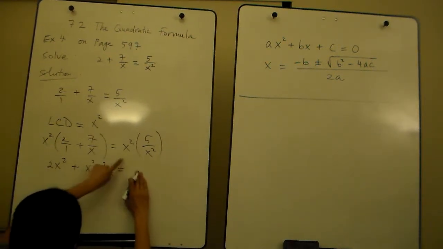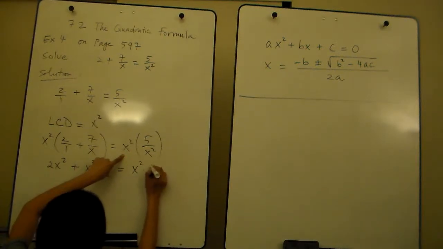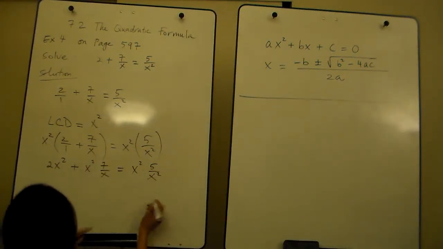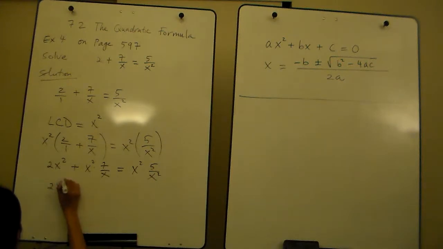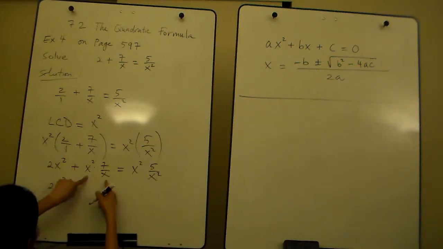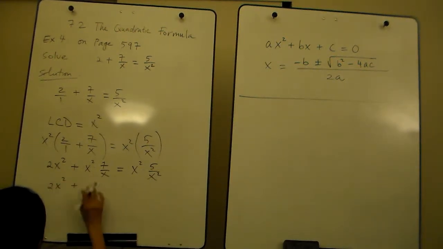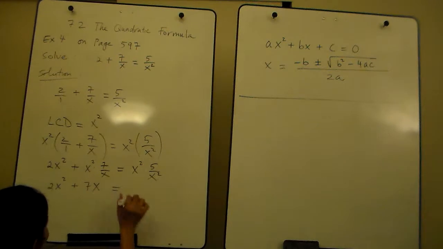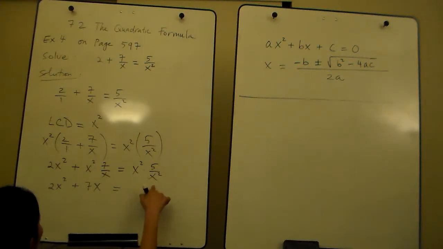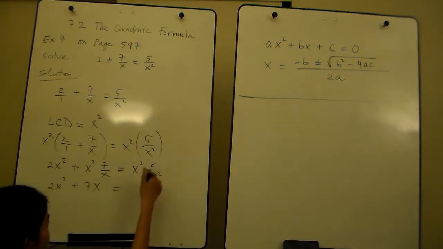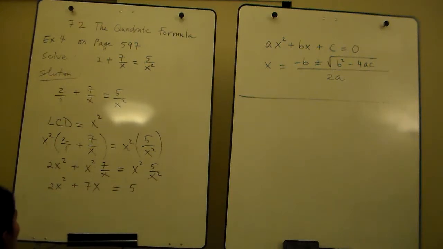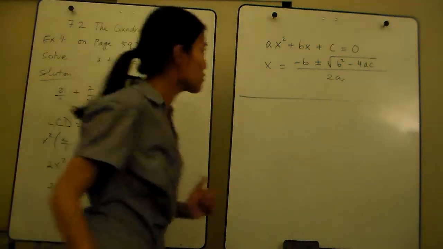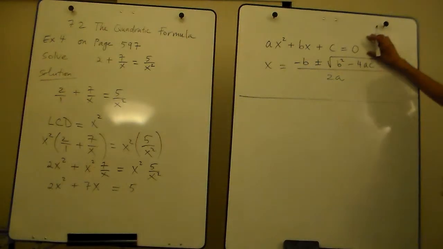times 5 over x squared. Now, let's simplify it. 2x squared. X squared on top divided by the x at the bottom, so you're left with x. So x times 7 is 7x, equal to x squared on top divided by x squared at the bottom, so you're left with 1. 1 times 5 is 5. Now, you're very close to the quadratic equation.